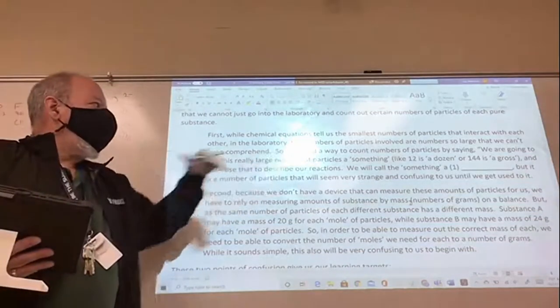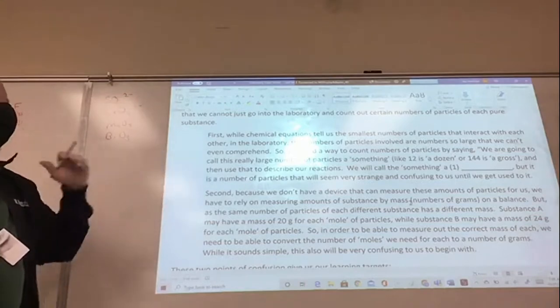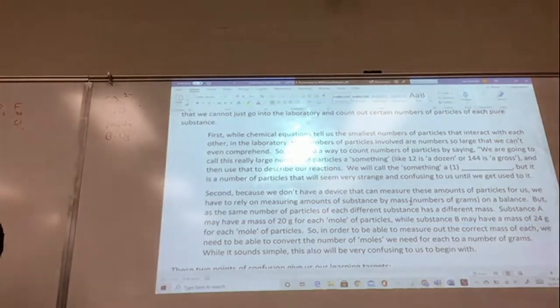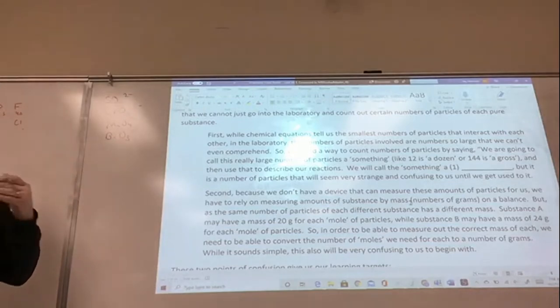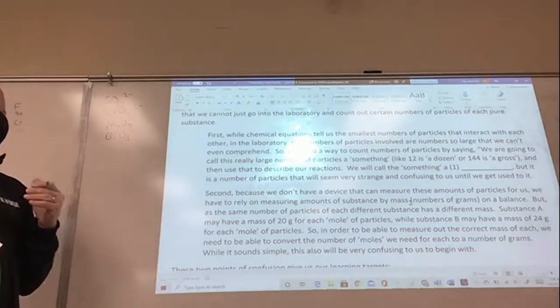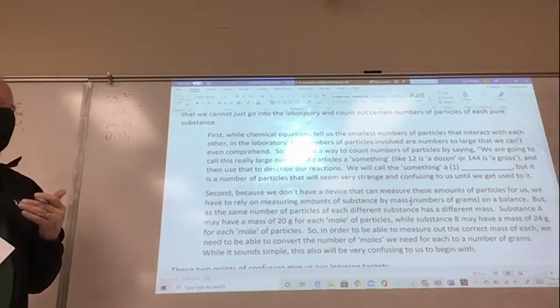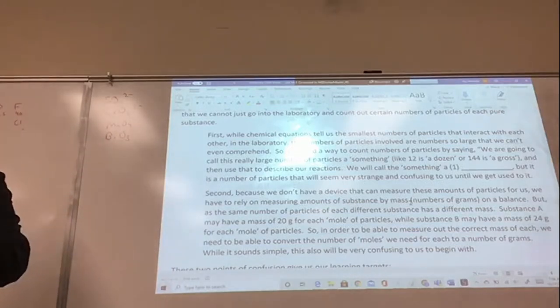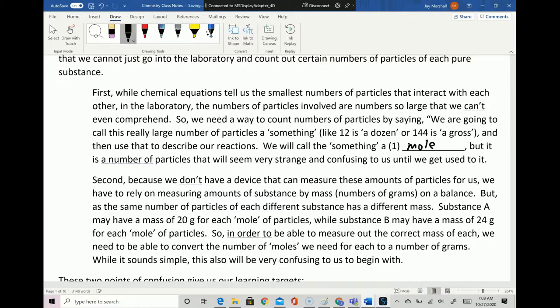So what we need is a way to count numbers of particles by saying, we're going to call this really large number of particles a something. We're going to call it like a dozen or a gross. And then we'll use that to describe our reactions. And what we're going to call this something, you're already aware of this, is a mole. We're going to call this something a mole.